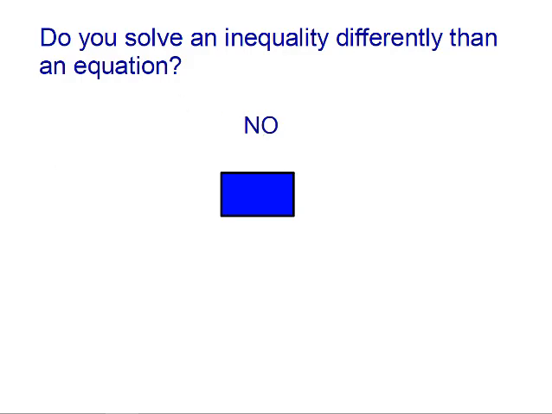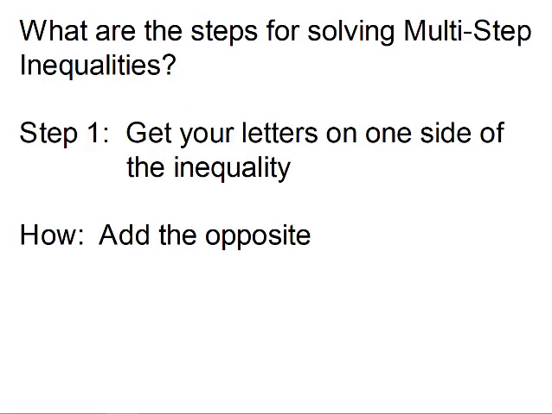So what are the steps then? Well, as we talked about yesterday, the steps to solving an equation or an inequality, the first step is always to get your letters on one side of the inequality, or the equal sign for equations. And this one, it's the inequality. How do I do that? Well, just like with equations, we add the opposite.